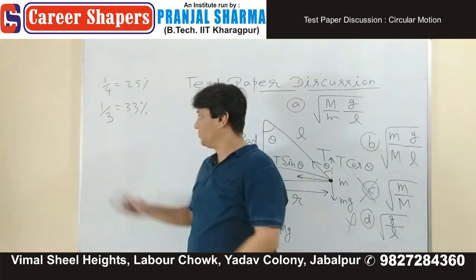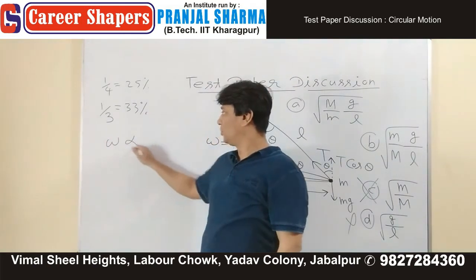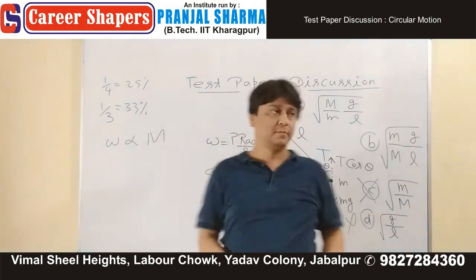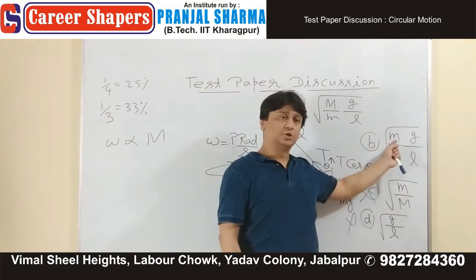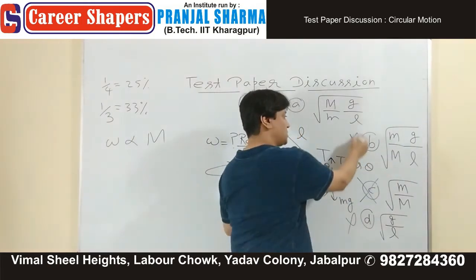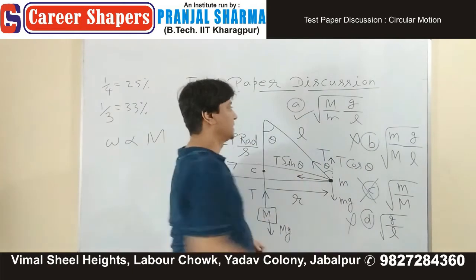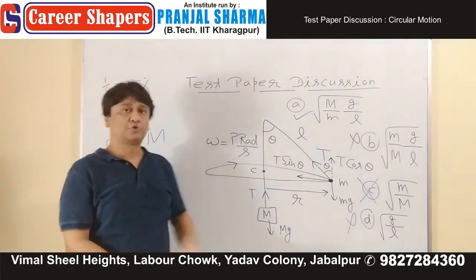Omega is proportional to capital M. This says omega is proportional to small m. It's not correct. That's the correct answer. This is a trick part.